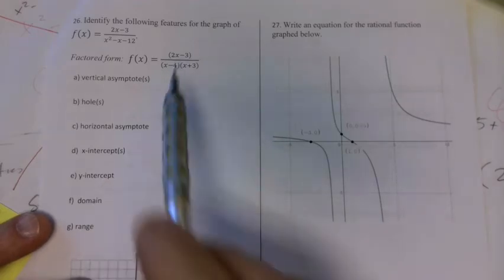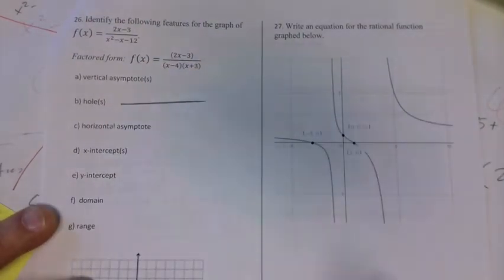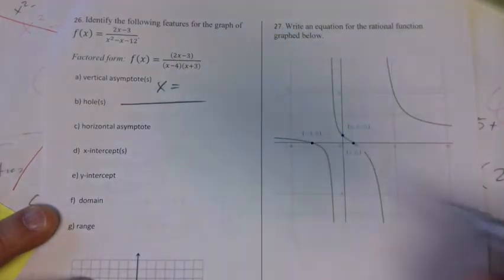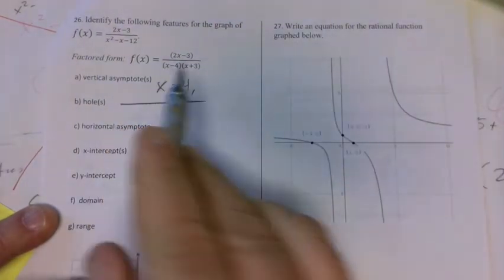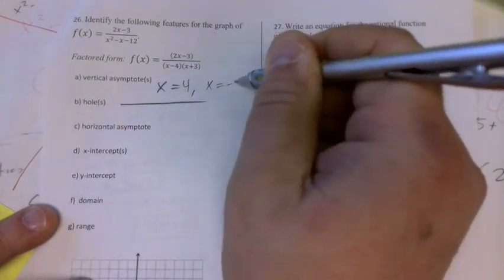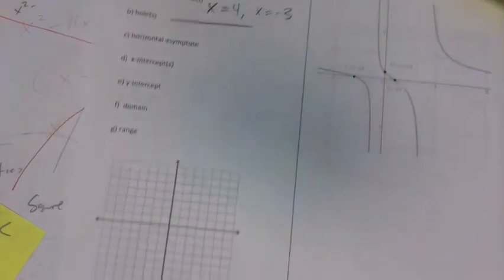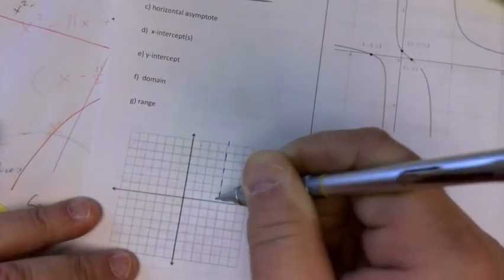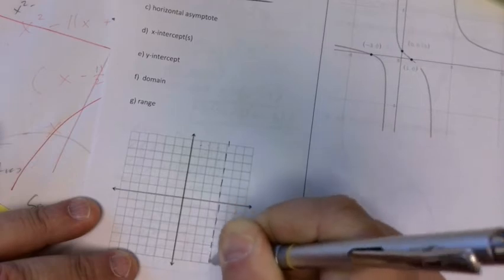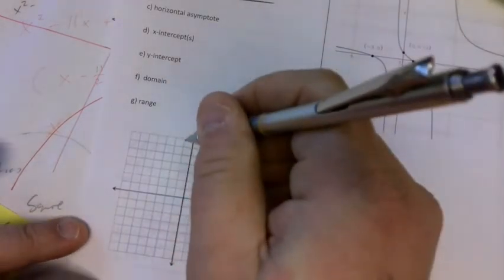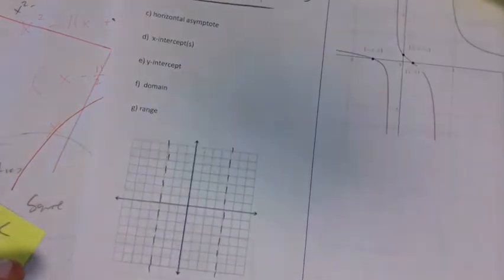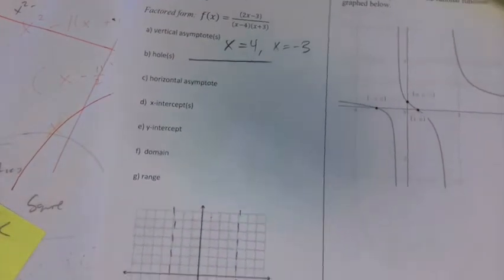Factored form. Nothing will cancel. That tells me there's no holes. Vertical asymptotes. I see 2 factors, so it's going to have 2 asymptotes. One at 4, because 4 minus 4 is 0, and one at negative 3. So x equals 4 and x equals negative 3. And I'm going to plot those: 1, 2, 3, 4 right here, and negative 3, so 1, 2, 3. There we go.